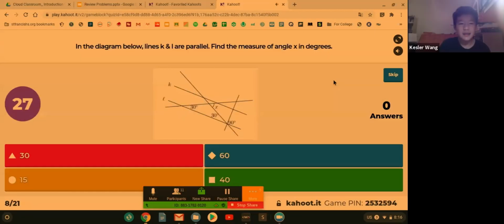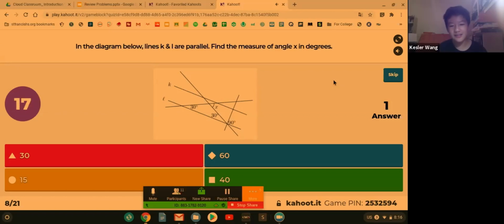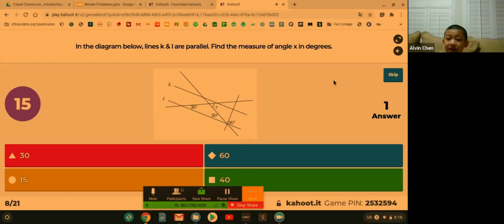In the diagram below, the two lines are parallel. Find the measure of angle x in degrees. Is this over easy or what? Okay, so the exterior angle equals the sum of the two interior angles that are not adjacent to it.